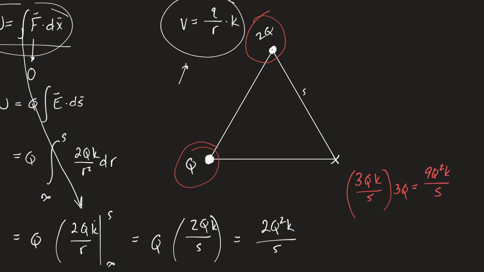Now, the answer to the question is here, but the answer isn't yet expressed. It took this amount of energy for the second charge to be brought in place, and this amount of energy for the third charge to be brought in place. The total energy required to assemble the group of charges would be the sum of those two, which gives me what looks to be 11q squared k over s.